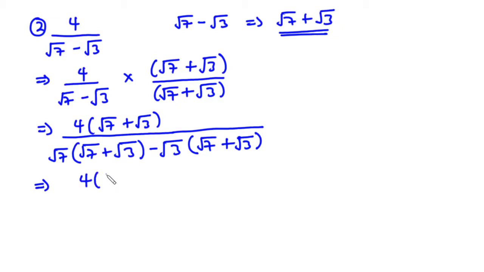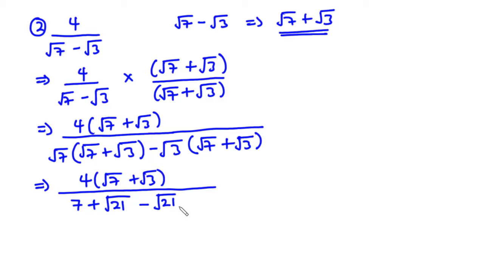So we still have 4 times root 7 plus root 3 all over. Now root 7 times root 7 is root 7 squared. So root 7 squared is equal to 7. So we have 7. And then here we have root 7 times root 3, that is root 21. And then here we have negative root 3 times root 7, which is negative root 21. And then we have negative times positive is negative. And then we have root 3 times root 3. Now root 3 squared is 3. So we have 3 here.